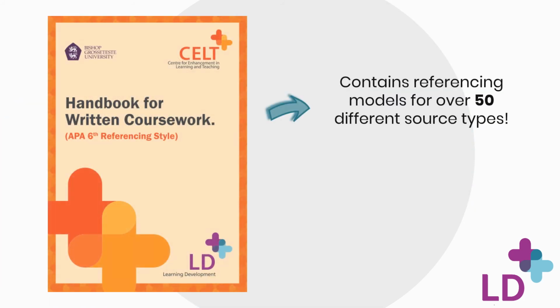You can find much more detailed information on everything I've covered today in the BGU Handbook for Written Coursework. This book will tell you everything from when you should use italics in the title of a source to how you should format your quotations and paraphrases. The best way to use it is to follow the models of each source type when creating your references, and then use these to generate your citations. And that's it. That's all there is to APA 6th referencing.